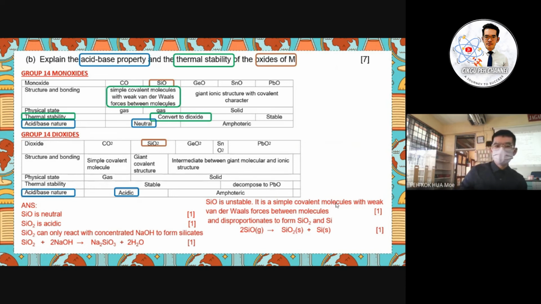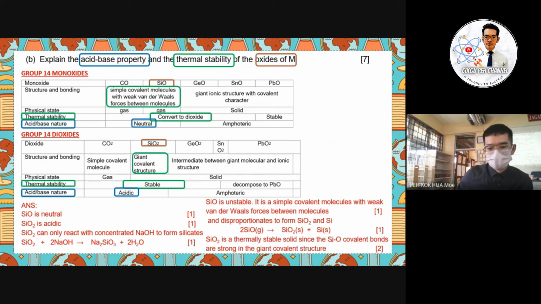So that means here silicon, so the silicon dioxide is unstable because from here simple covalent molecule is weak van der Waals. Okay, and then you have to give the equation where the silicon monoxide will disproportionate to silicon dioxide and silicon. So one more discussion for the structure and bond. So here you have to discuss because there already is a simple covalent. And last, you have to give that the silicon dioxide is stable.